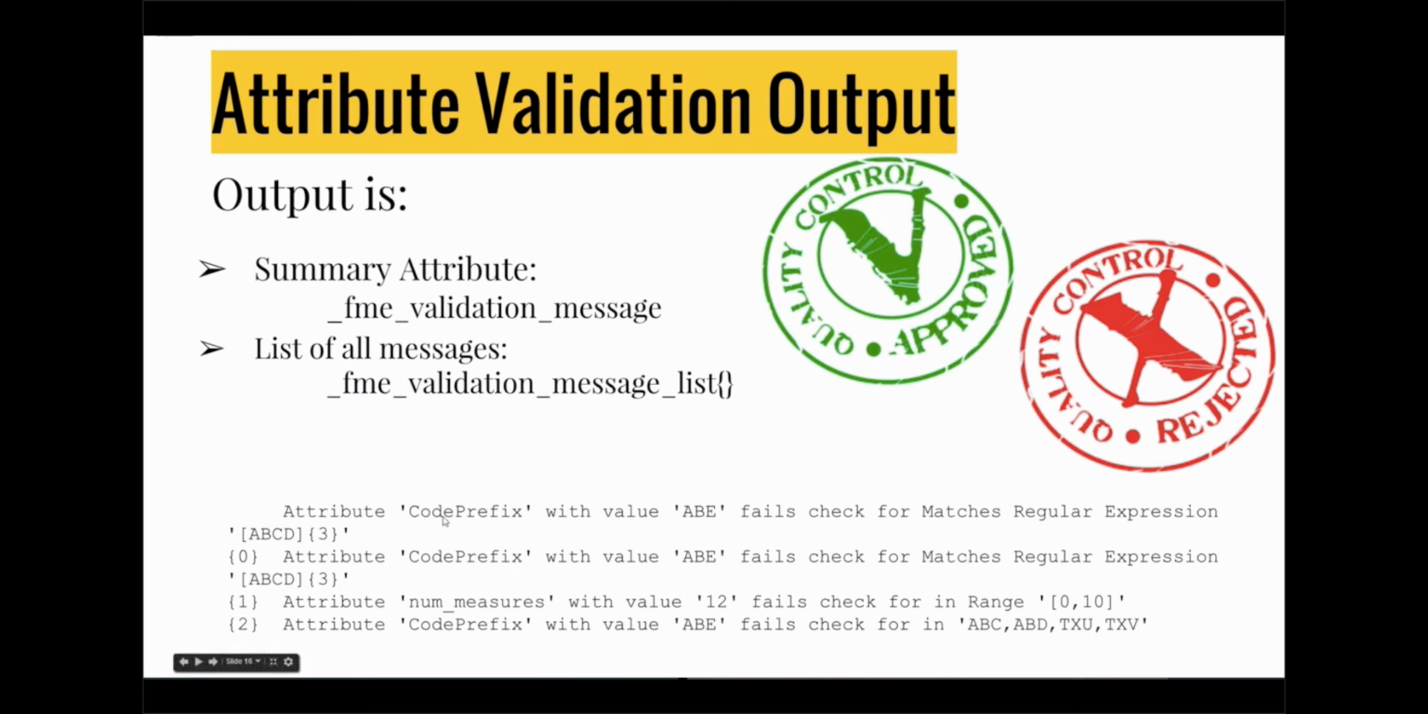And at the bottom there, this is what it looks like. It's a very descriptive kind of message that we put out. In this case, the attribute code prefix with the value ABE failed the regular expression test, is it one of the first 3 characters of A, B, C, or D, in which case it wasn't, it's an E, and so on. So here we have a single feature that's failed 3 tests within the attribute validator. The code prefix, number of measures, and the code prefix has also failed an in test because these are the actual valid prefixes at the bottom right here.